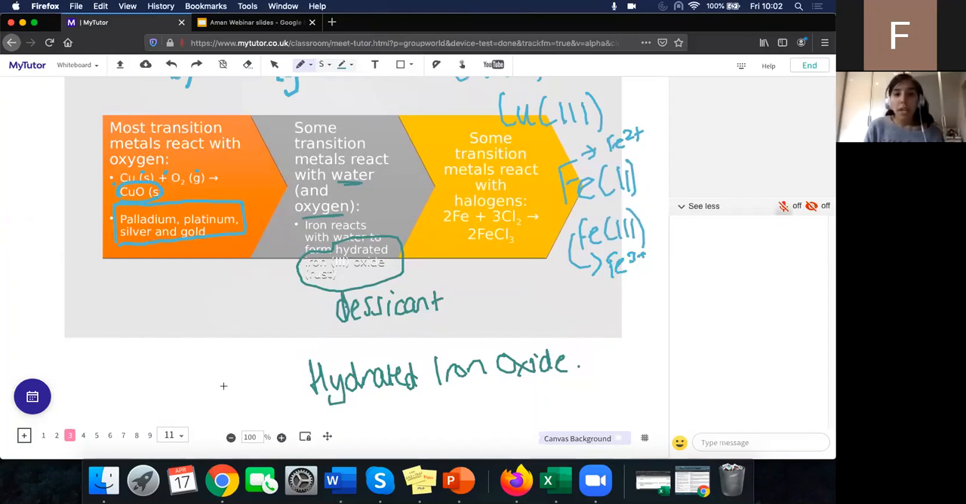Halogens are group 7 elements. So the person that's asking me that, they are group 7. If you want to know about the halogens, we covered those yesterday.